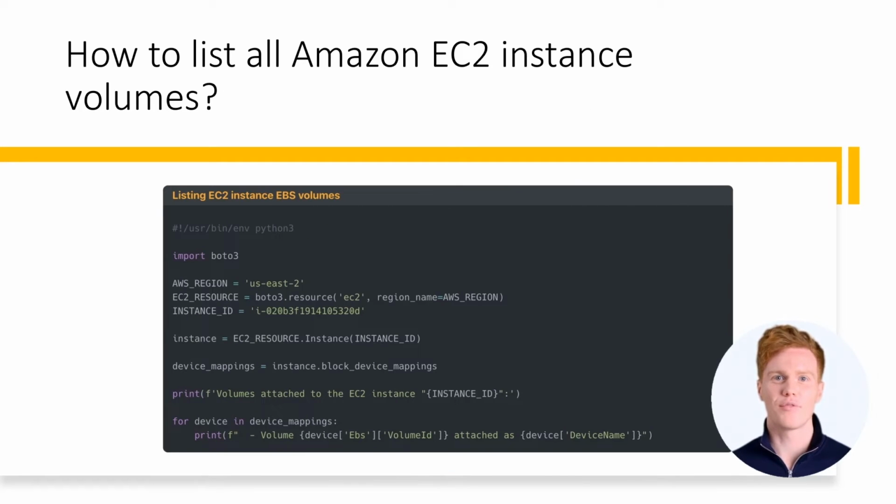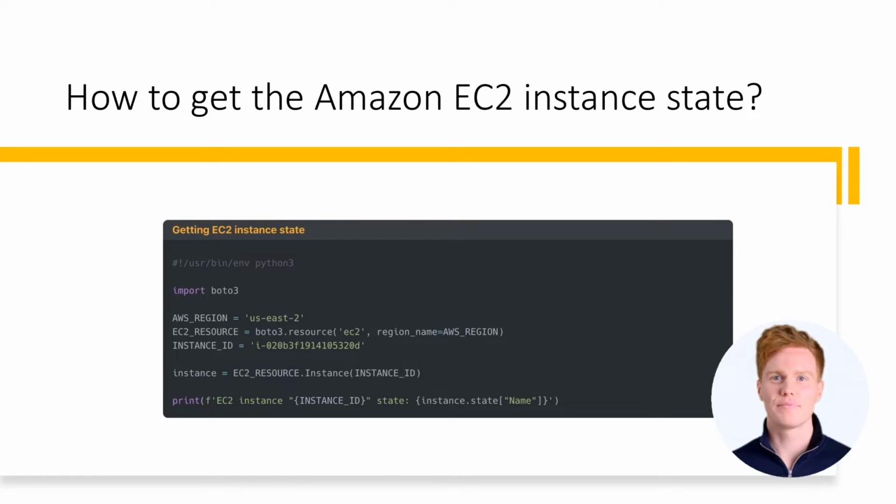Another common use case of working with EC2 instances using the Boto3 library is getting information about all EC2 instance EBS volumes. To accomplish this goal, you need to use the block device mappings list. This list contains JSON structures, each of which contains complete information about the EBS volume attached to the instance. In our example, we're printing all volume IDs attached to the same instance. To get an EC2 instance state, you need to use the instance class of the EC2 resource and get access to the state using the name key.